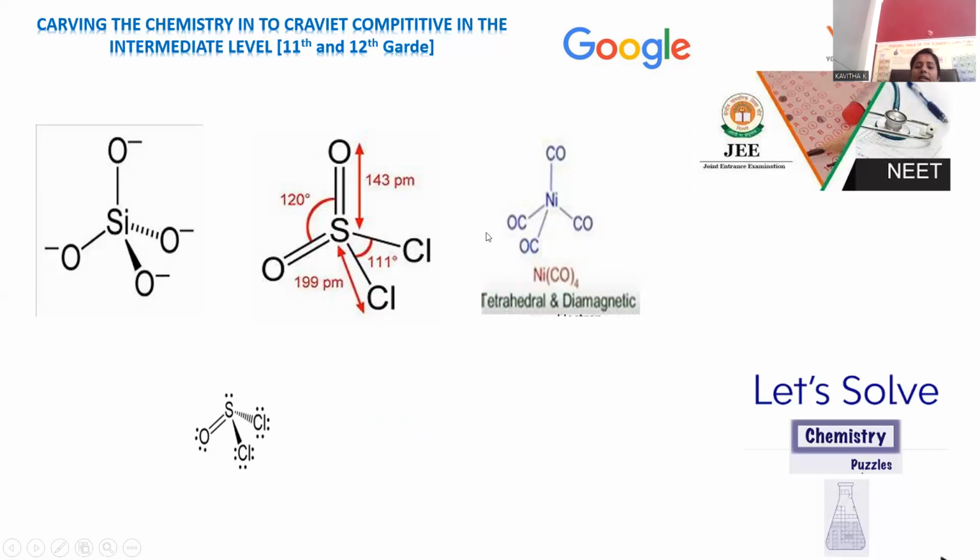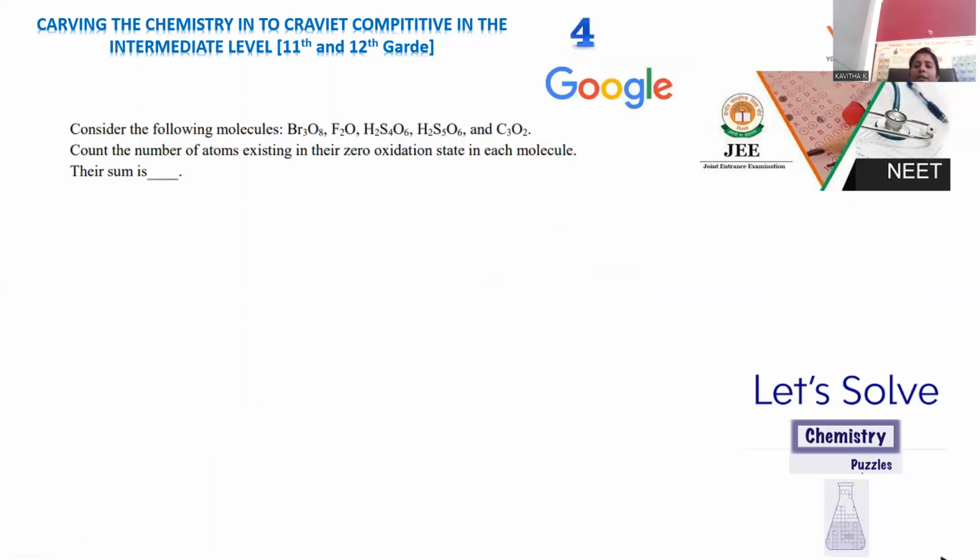So all got segregated on one page. Whatever molecules acquire sp3 hybridization, how many are there? 4 are there. One is SiO4 4-. Second is SO2Cl2. Third is nickel tetracarbonyl. Fourth is SOCl2. These are occupying sp3 hybridization, and you can clearly see tetrahedral geometry is there. By this, question number 3 is completed.